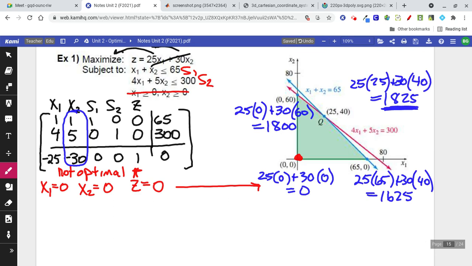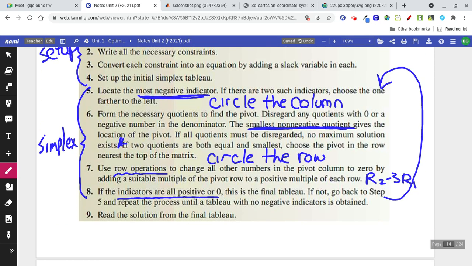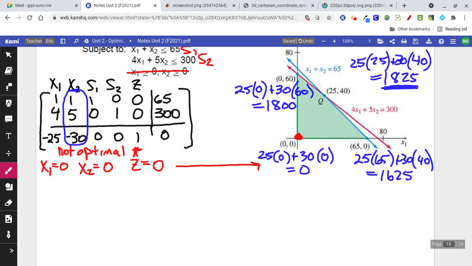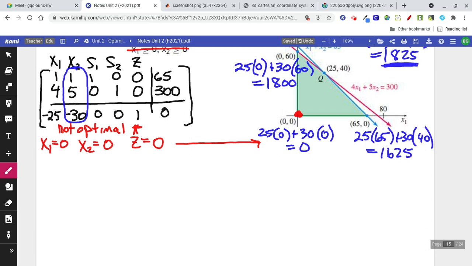Now we need to look for the least positive, or what do they say, smallest non-negative quotient. So quotient of what? Look at your numbers in the column and you're going to divide by the numbers over on the right. So for my first number in the column that I circled, 1, we're going to take this number over here on the right side and divide by that number 1. All I'm doing is I'm looking at this 1 and I'm looking at the 65. 65 divided by 1 is 65. Okay? Do the same thing with the 5. 300 divided by 5 equals 60.